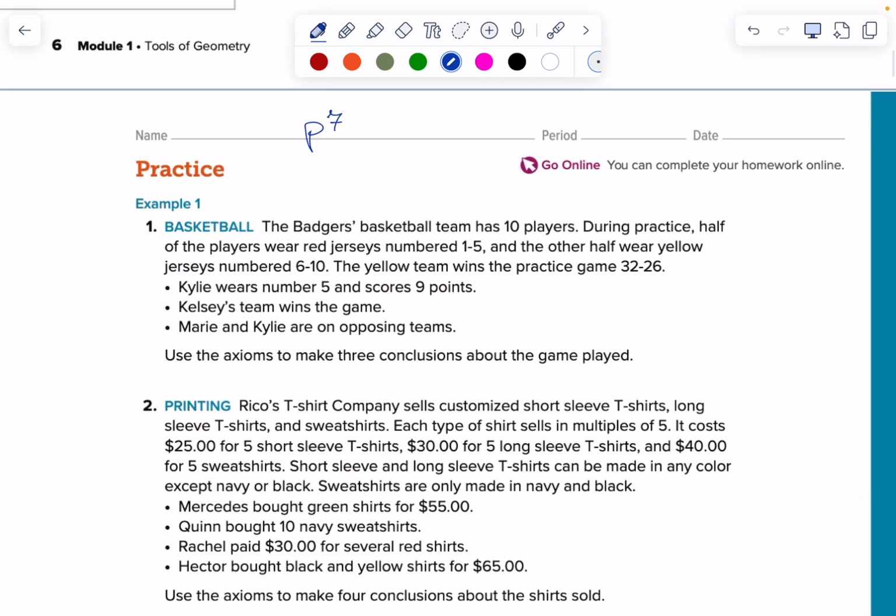Page 7 is where the homework starts. 2 through 22, the evens, is the homework assignment, except you have to skip 14. Have you ever gotten to a homework assignment and thought, whoa, that was nothing like the notes? We're going to do number 2 together to give you a little bit of a head start.